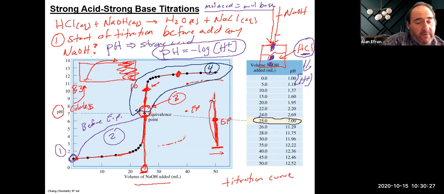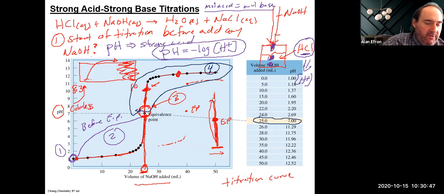At the equivalence point, because the moles of acid equals the moles of the base, you will be left with just a neutral salt 100% of the time. And because that's neutral, we would expect the pH at the equivalence point to be 7.